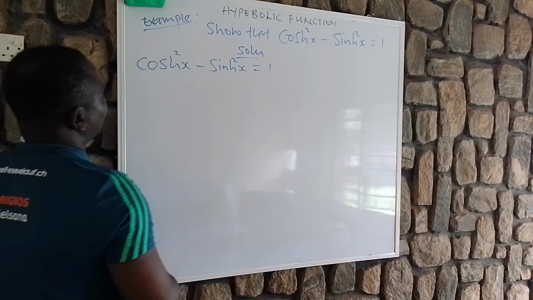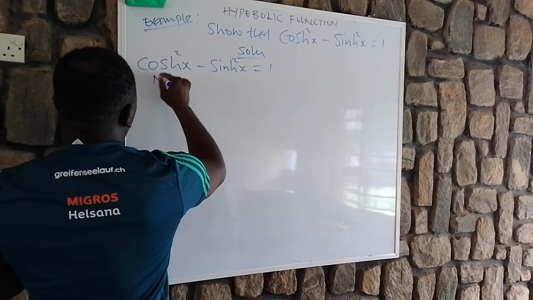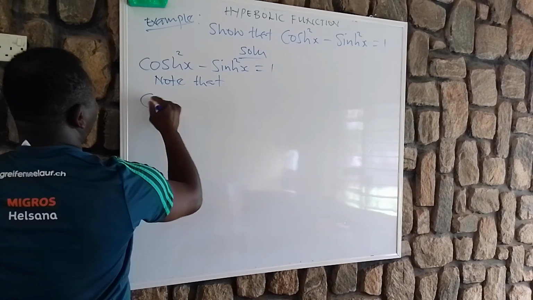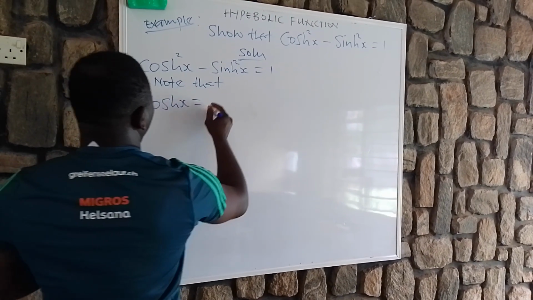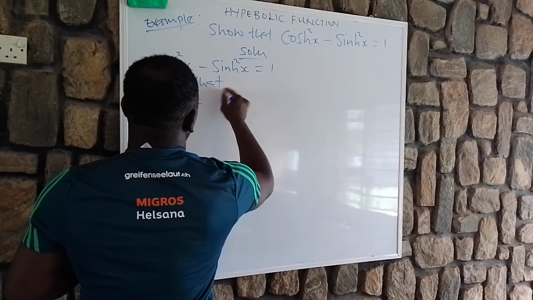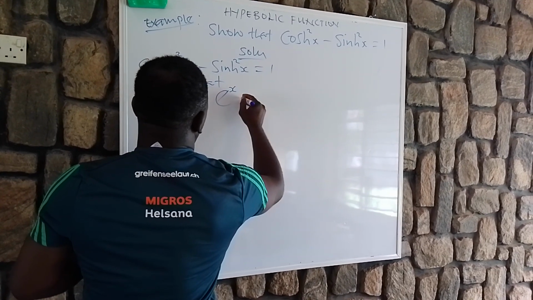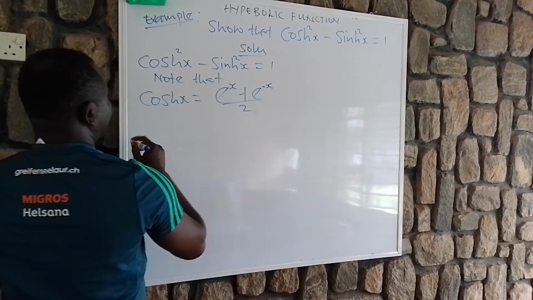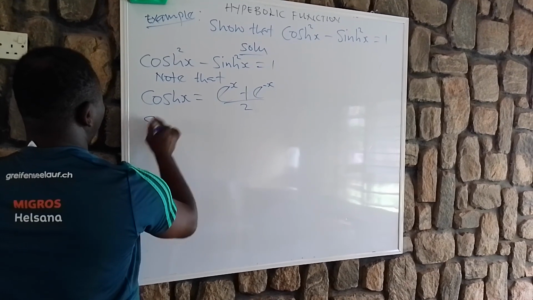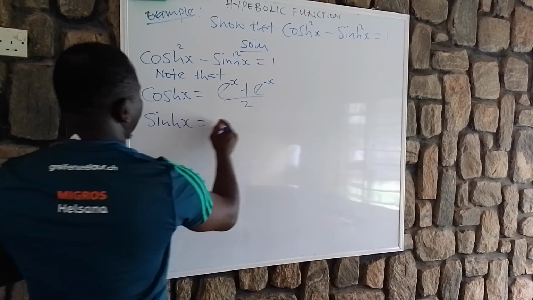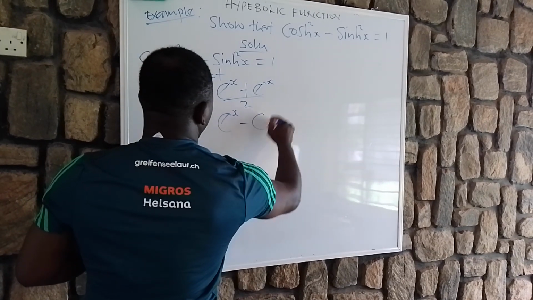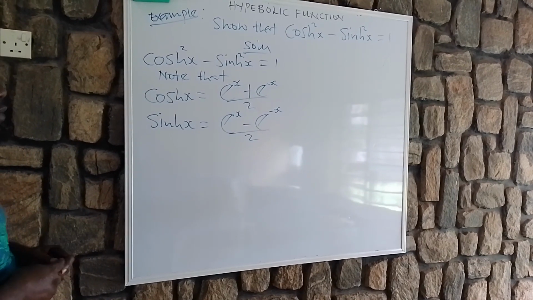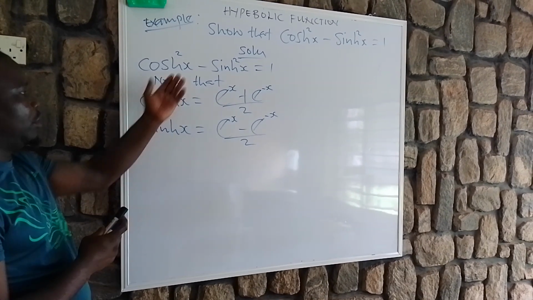Okay. I want us to recall that cosh x is always equals to exponential x plus exponential minus x all over 2, and sinh x is equals to exponential x minus exponential minus x all over 2. Take note of this. It means you have already solved the problem.